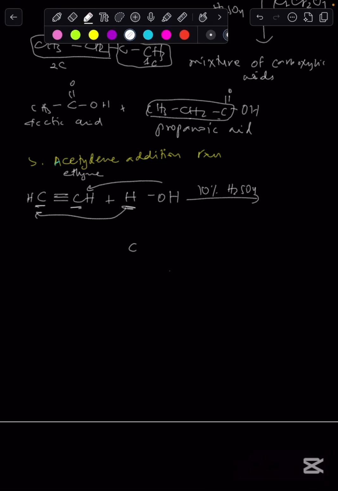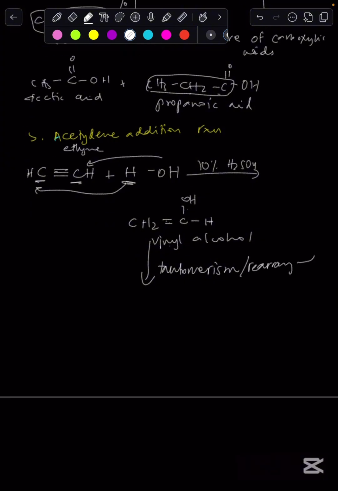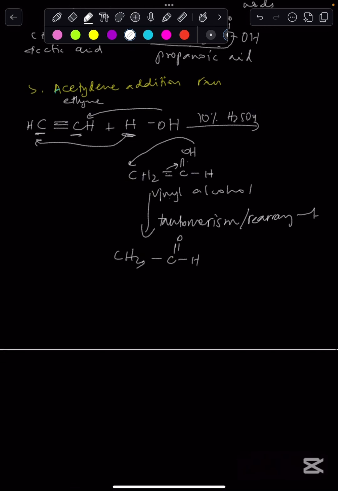So what's going to do is it's going to form a vinyl alcohol. So this is a vinyl alcohol. Now it's going to undergo tautomerism or rearrangement. So what's going to happen is this hydrogen is going to shift here, this double bond is going to shift over here, and what will form is an aldehyde, which is acetaldehyde.